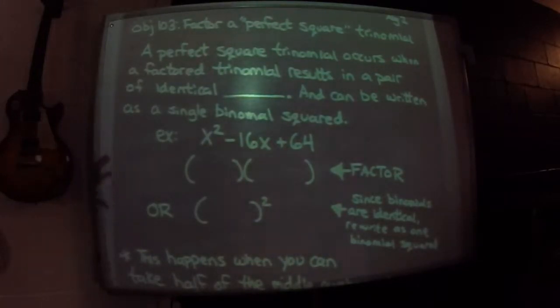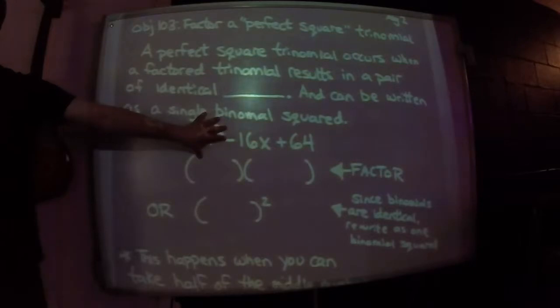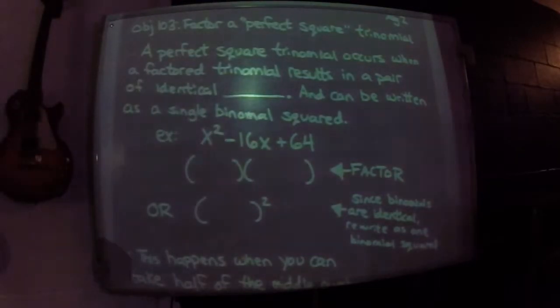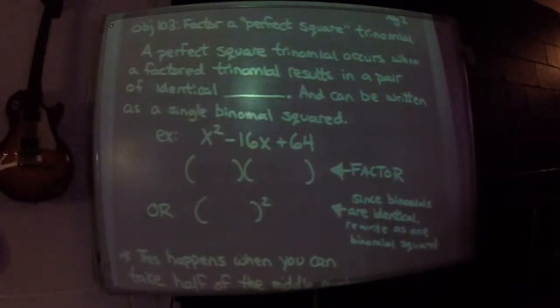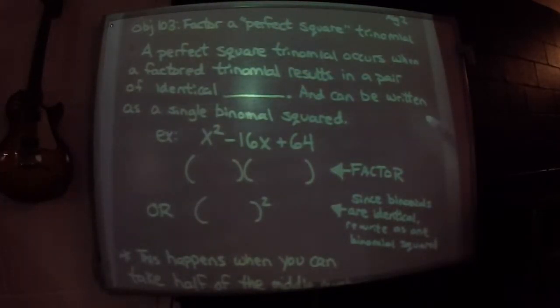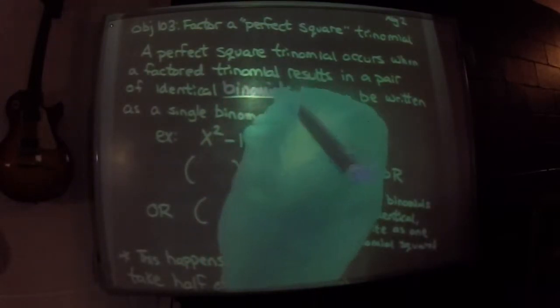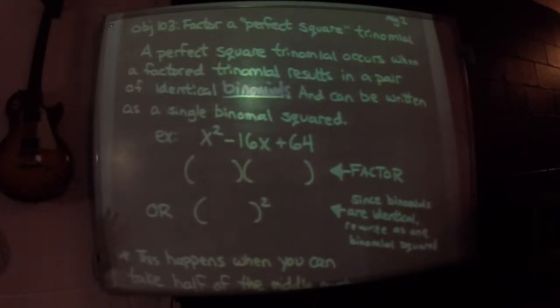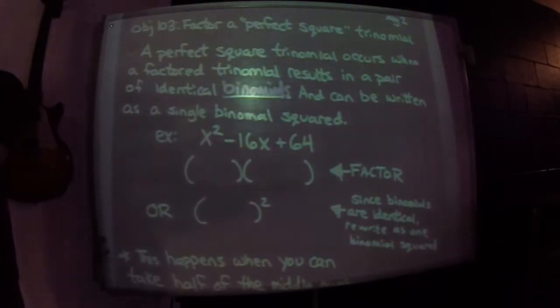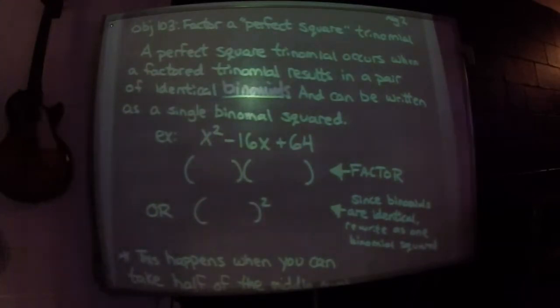Now, we're actually going to start off with the exact one that we ended with yesterday, which was this. It's called a perfect square trinomial. A perfect square trinomial occurs when the factored trinomial results in a pair of identical binomials. I apologize for that sounding so seriously mathy, but we know what a trinomial is, three pieces, and you factor it into two binomials, and if they're identical, then what we have looked at is a perfect square trinomial.